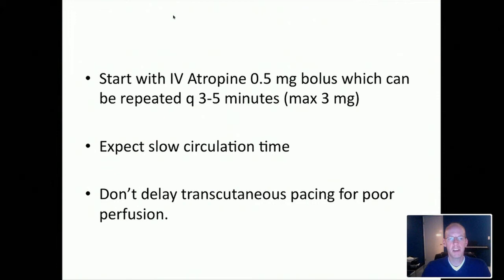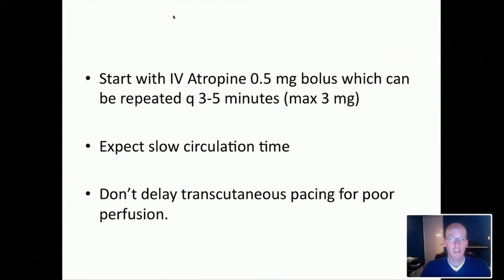So the first line intervention is going to be atropine. You're going to start with 0.5 milligram IV bolus. You don't want to give less because giving less, usually less than a quarter of a milligram, can actually maybe cause paroxysmal slowing. So you want to make sure you give at least 0.5 milligram. And this can be repeated every 3 to 5 minutes up to a maximum dose of 3 milligrams. You basically get no more mileage above 3 milligrams, so stop at that.